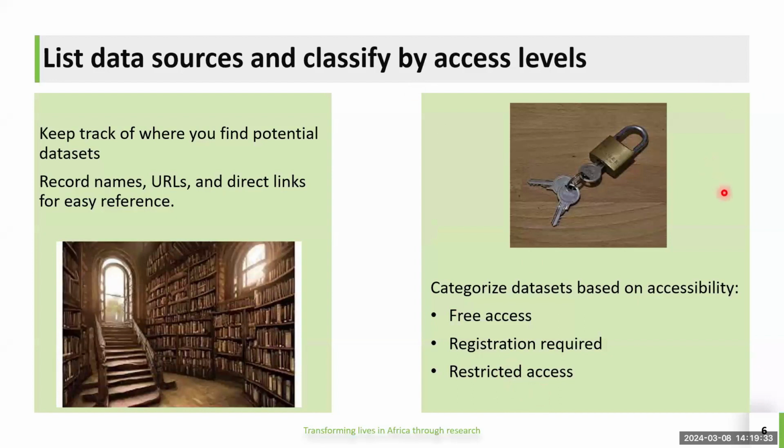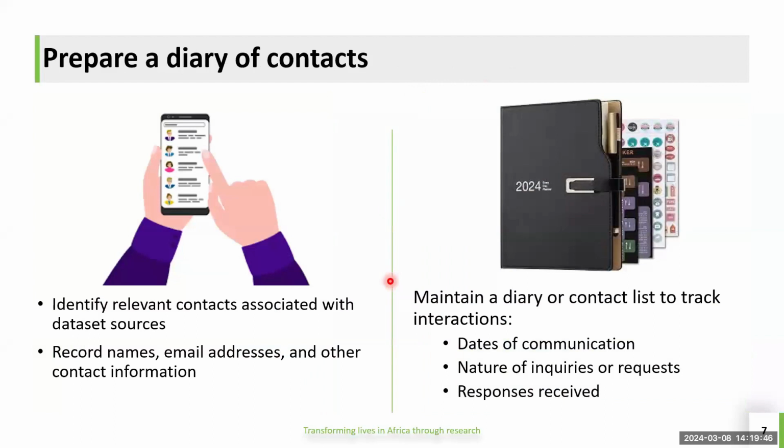Okay. So that's what you're doing in terms of listing the data sources and classifying them by access. And then prepare a diary of contacts. So you identify the relevant contacts associated with each of the data sets. So this is helping you to follow up later. These are the details that would go into the diary of contacts.